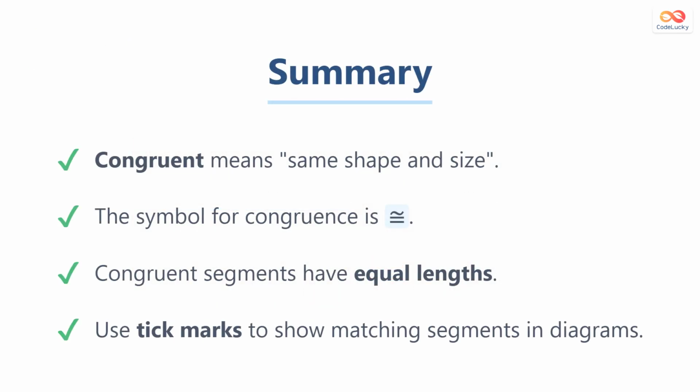To summarize today's lesson, congruent means same shape and size. We use the congruent symbol to write this. Specifically for segments, if they have equal lengths, they are congruent. And finally, always look for those tick marks in diagrams to identify equal parts.